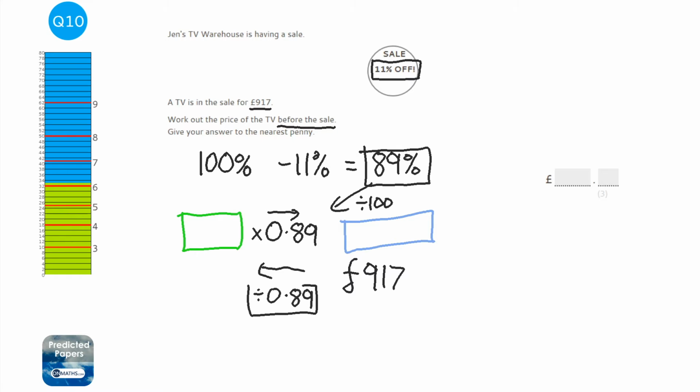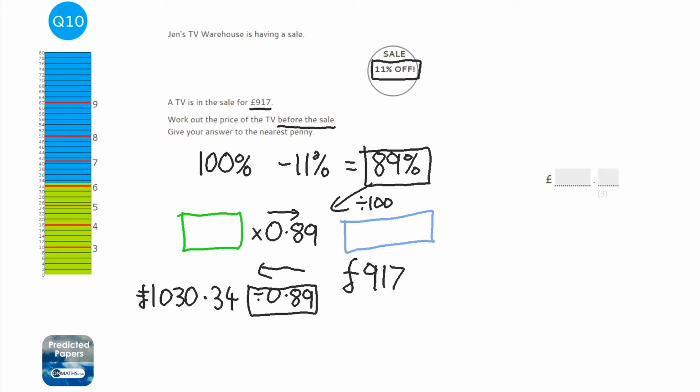Now, I show it this way round because I like to have it in the middle, but we've got to do 917 divided by 0.89. Don't do 0.89 divided by 917, otherwise it won't make sense. So on the calculator, 917 divided by 0.89 and press equals. You might get a fraction, just press S to D. And we get 1030 pounds 34.